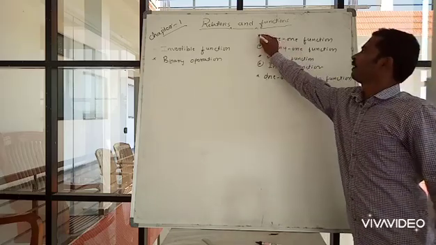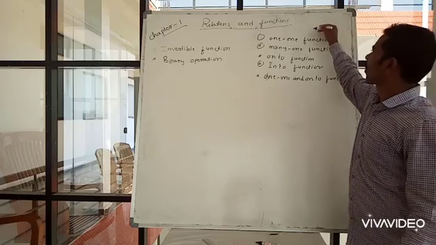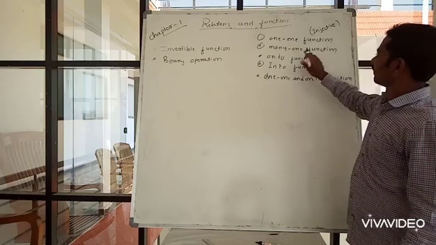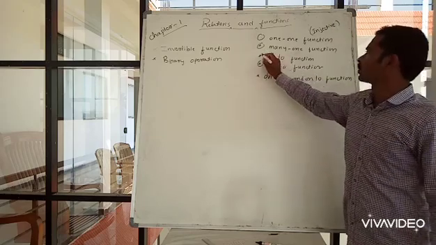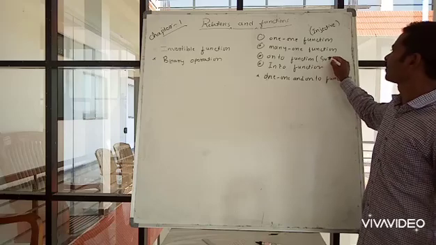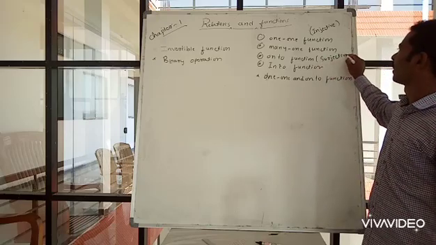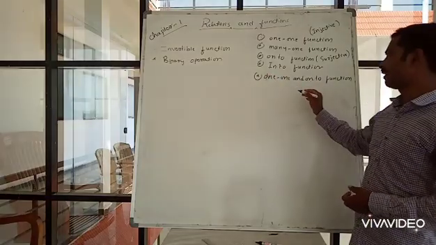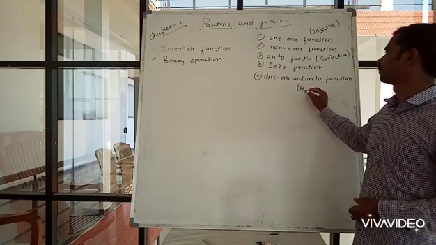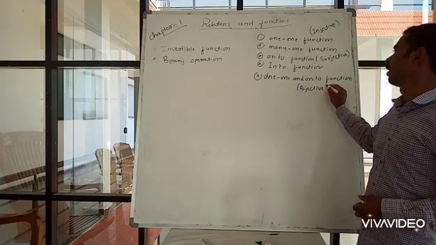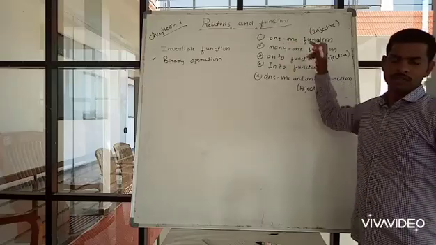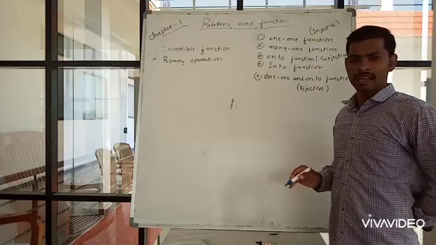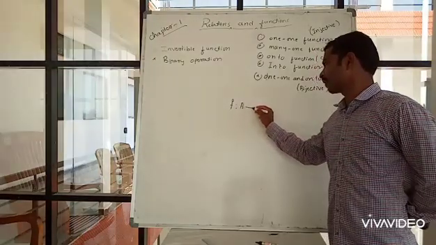The first function, one-one function, can also be called an injective function. The third function, onto function, is also called the surjective function. The fifth function, one-one and onto function, can also be called the bijective function.